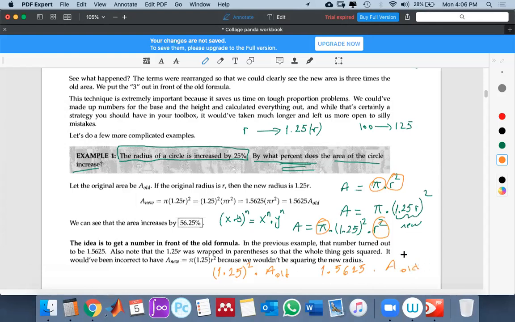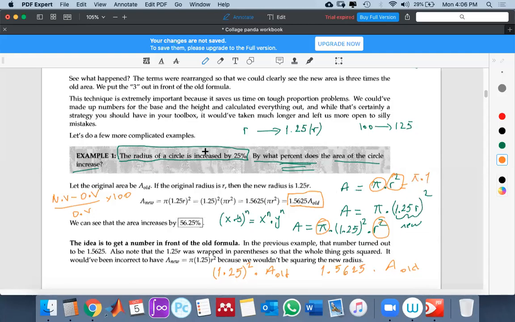And so what is the percentage change? How can we calculate? Remember, new value minus old value, divided by the old value, times 100 gives us the percentage change. So the new value is 1.5625 old, minus the old one. What is the old one? Pi r squared, right? If we say r is 1, it will be pi times 1 squared, which is just pi.